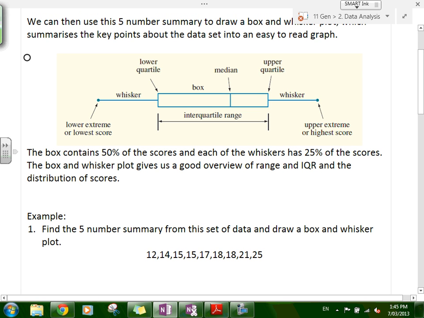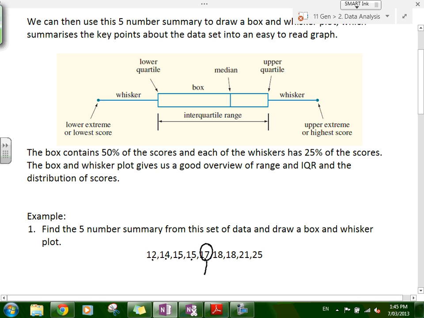Okay, so we're going to find the five number summary of this set of data. 12, 14, 15, 15, 17, 18, 18, 21, 25. Jake, how many scores are there here? 9 scores. So which is the middle one, Callum? Yes, so 1, 2, 3, 4, 5. 1, 2, 3, 4, so 17 is the median.